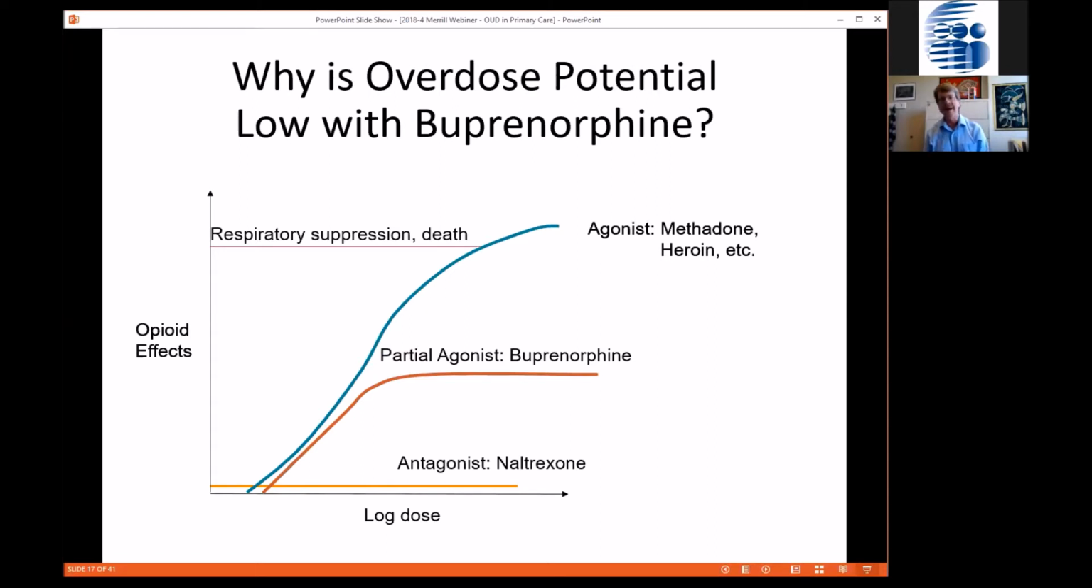Naltrexone's on the bottom, and it's an antagonist, so it doesn't turn the receptor on at all. It does block the receptor. So that's why buprenorphine doesn't cause overdose by itself.